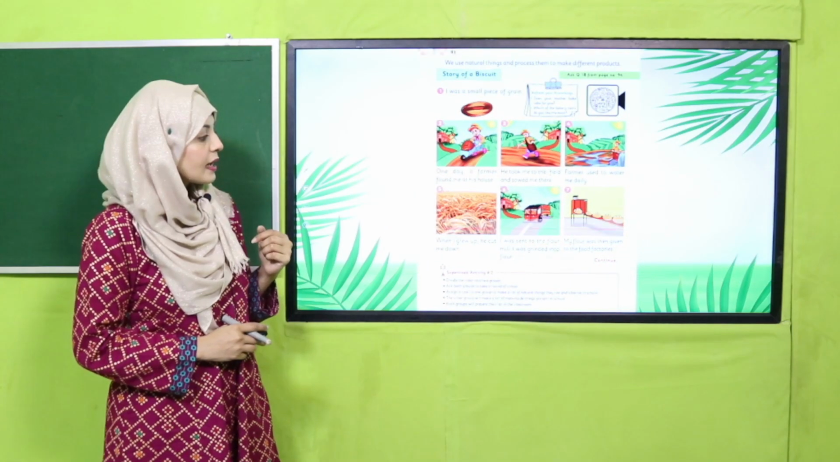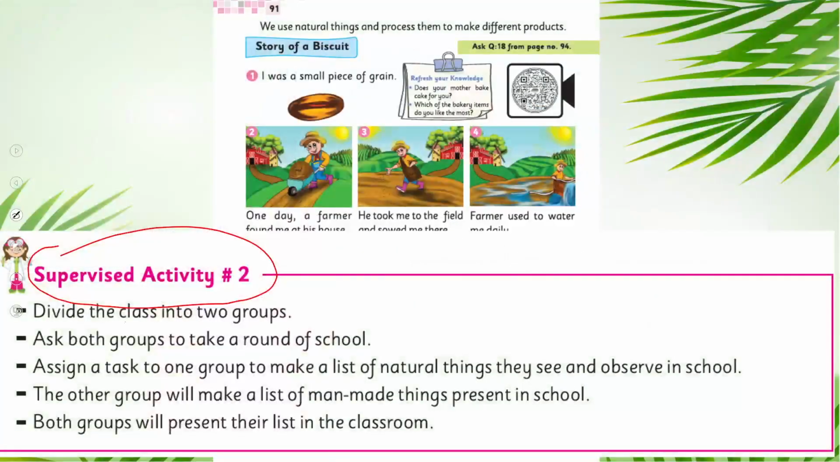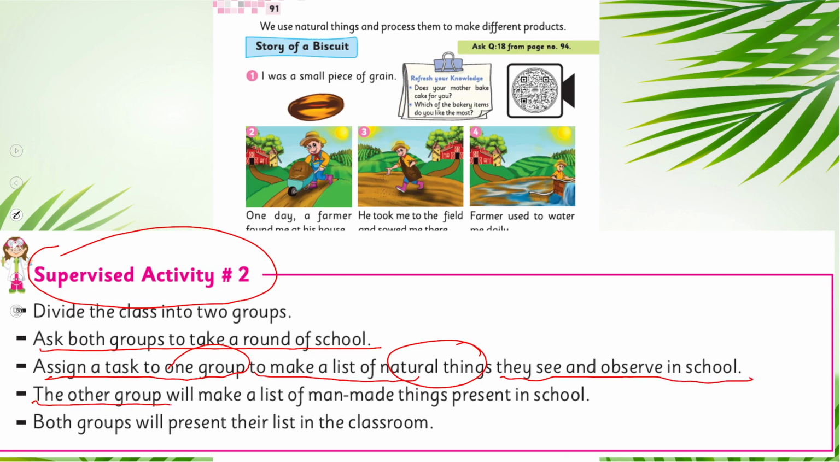The practice is given on the same page. It is a supervised activity. Divide the class into two groups. Ask both groups to take a round of the school. Assign a task to one group to make a list of natural things they see and observe in school. The other group will make a list of man-made things present in school. Both groups will present their list in the classroom.